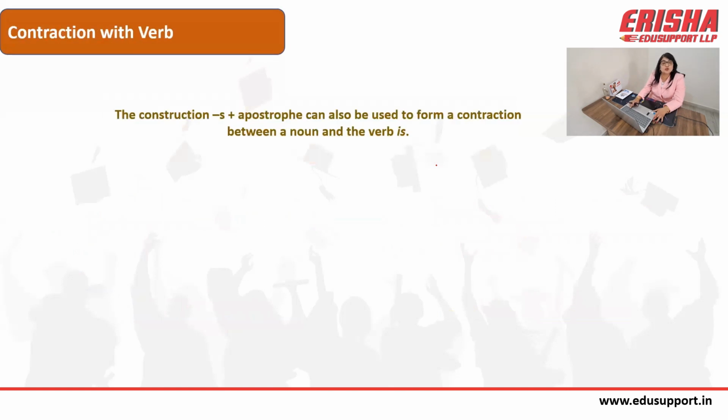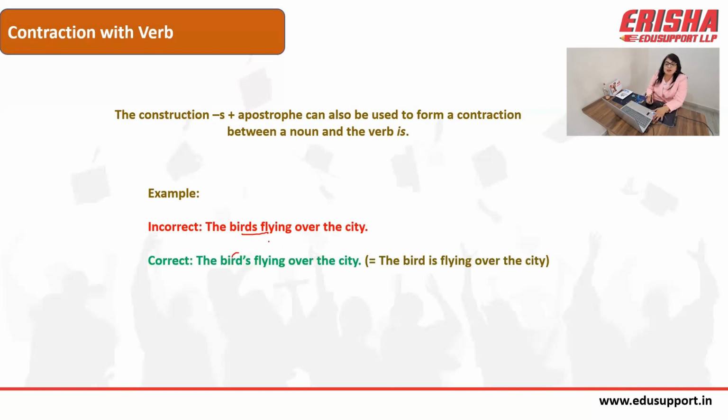Sometimes the apostrophe is also used with the contraction of the verb is. To show the contraction with the verb is, we put an apostrophe. Say for example, if I say the birds flying over the city. When I say birds flying over the city, you know it's an incorrect expression because there is no verb. A participle like flying alone can never function as the verb. To make a participle function as a verb, you must have some helping verb before it, like is flying, are flying, right? Then it will be the verb. So the right form will be bird is flying.